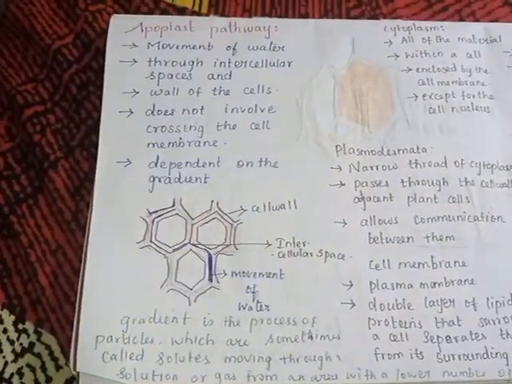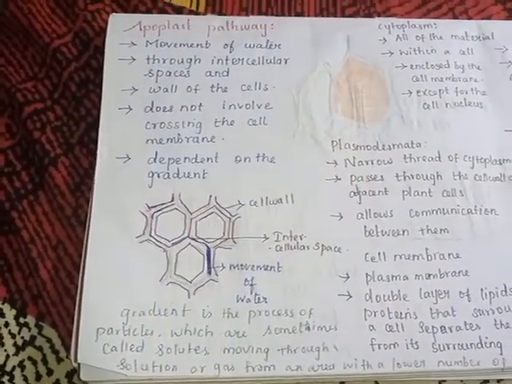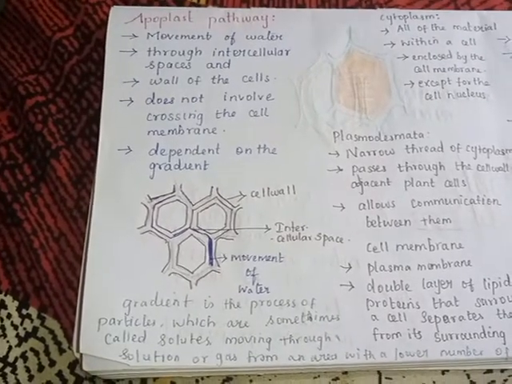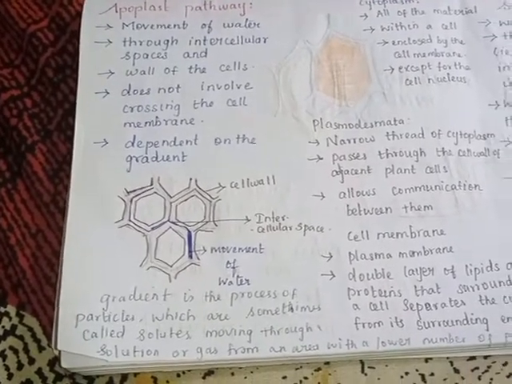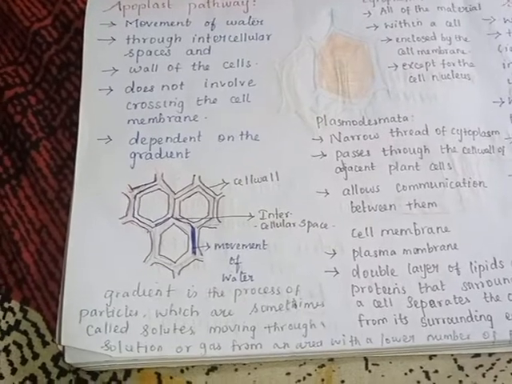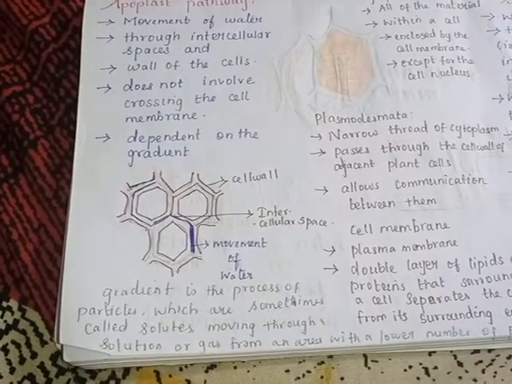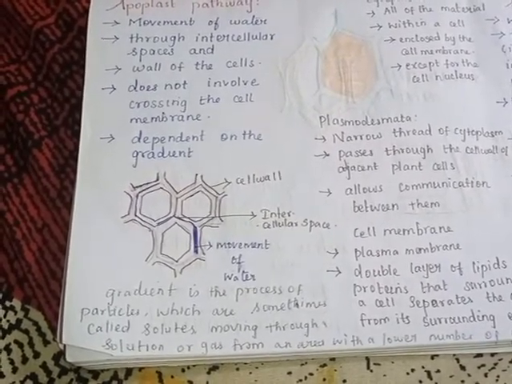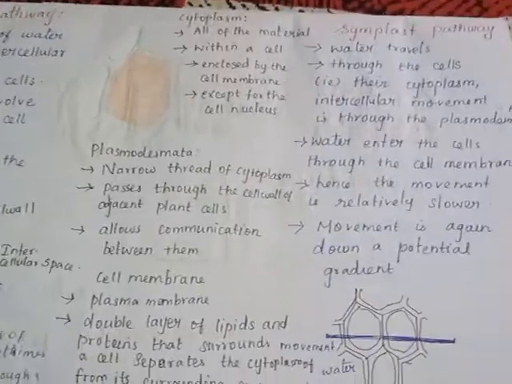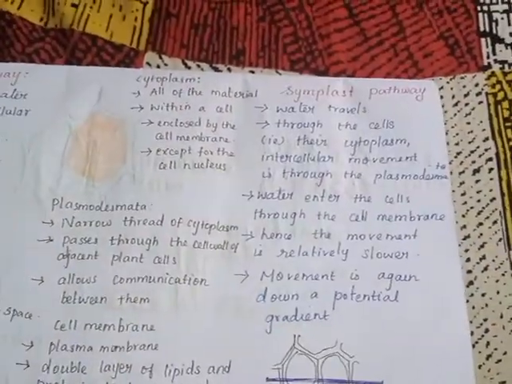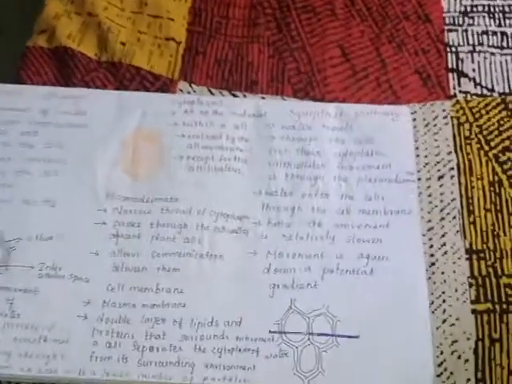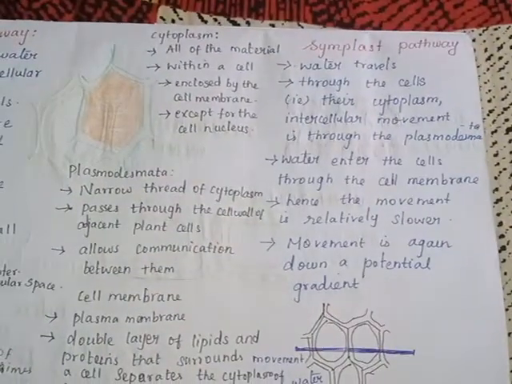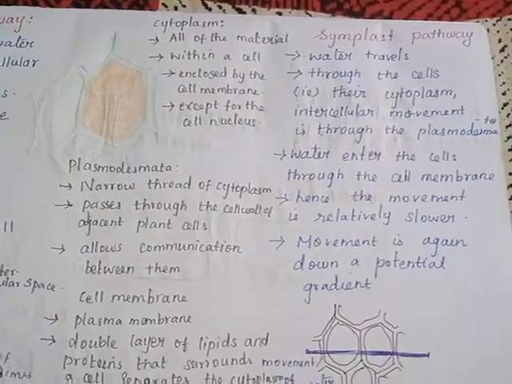Once again, what is meant by apoplast pathway? Movement of water through intercellular spaces and the wall of the cell, which does not involve crossing the cell membrane. It depends on the gradient. Now we are going to learn about the symplast pathway.